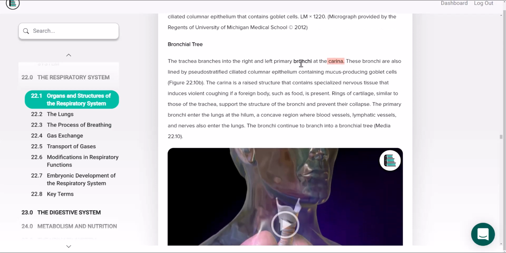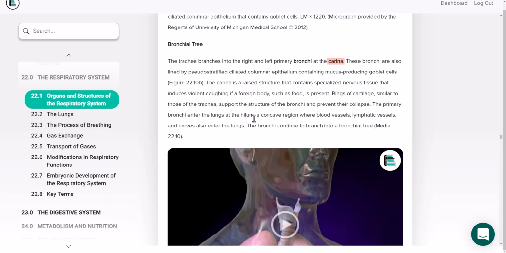Remember that all the way down the trachea and into the bronchi, we still have the same pseudostratified ciliated columnar epithelium. At the carina, there's actually a little bit of nervous tissue there that can induce coughing. So if there is a foreign body, something that you eat by mistake that makes it down the trachea, it actually can create a spasm, if you will, to help get that out and not block the airway.